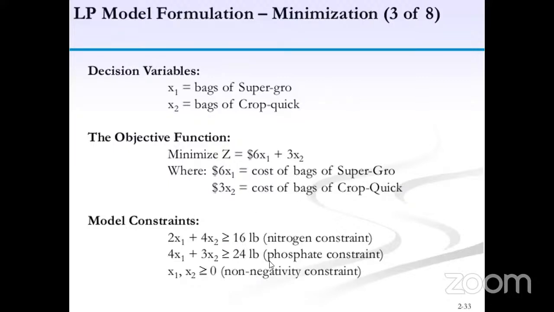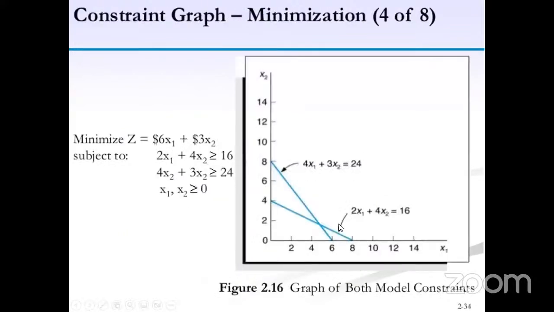So after making the formulation, your question will appear in this way: minimize Z equals 6x1 plus 3x2 subject to the constraints 2x1 plus 4x2 greater than or equal to 16, 4x1 plus 3x2 greater than or equal to 24. These two equations will be put on a graph. If you put them on a graph, the equation lines will be in this way, right? 2x1 plus 4x2 equals 16, another 4x1 plus 3x2 equals 24. So the equation line points you are getting in this way.